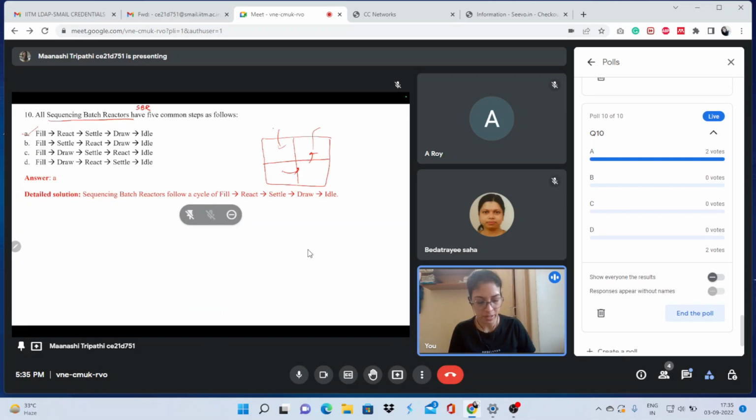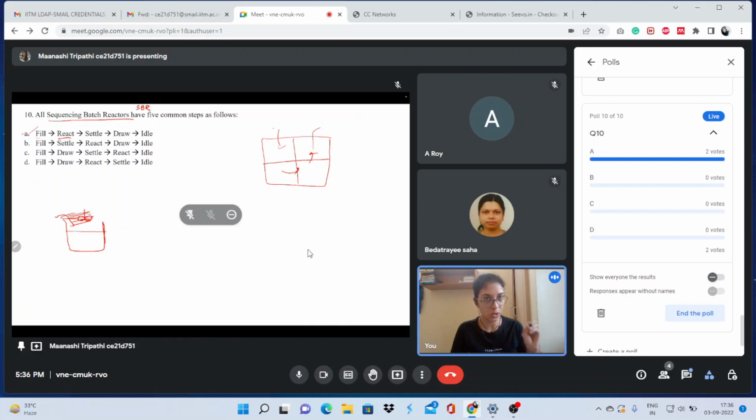So what happens in fill? Water will be filled. Okay. What happens in react? We will switch on the aerator, so it will act like the aeration tank in ASP. What happens in settle? We will remove these two things. Water we will leave as it is, and it will settle down.